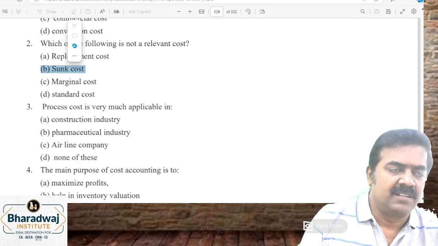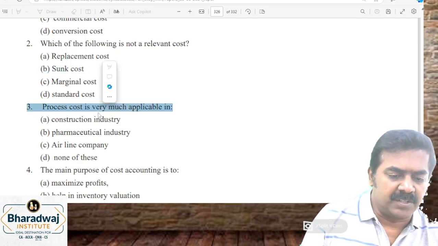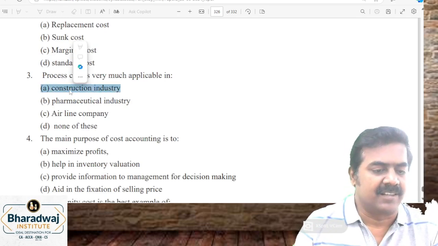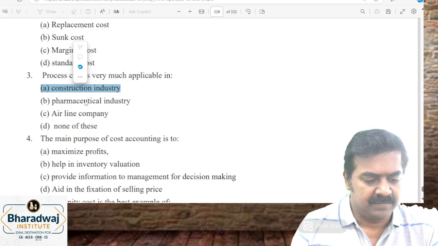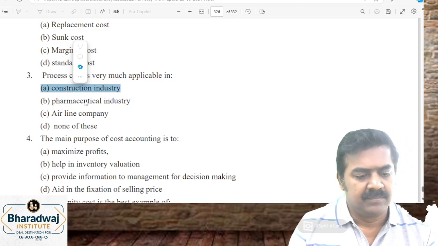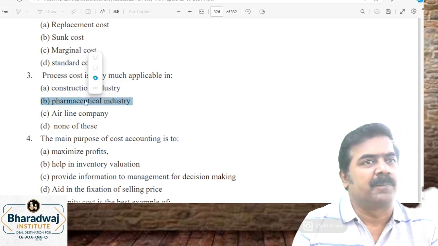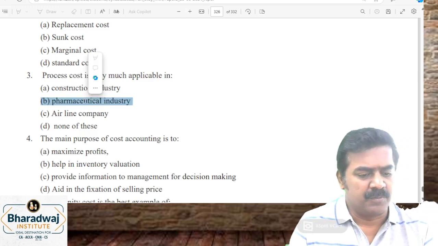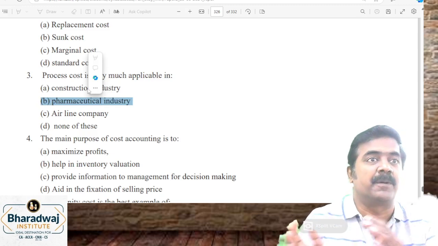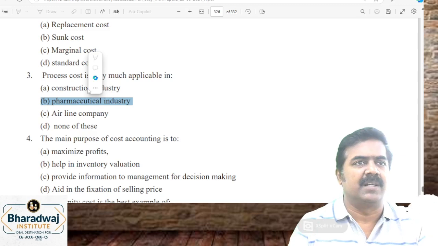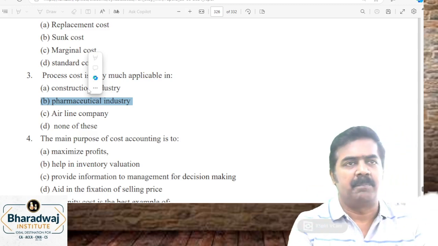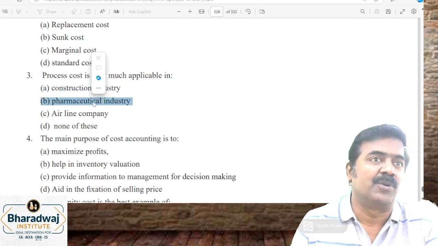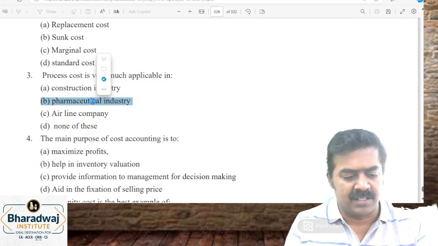Second, sunk cost. That is not relevant. Process cost, which may be applied in which industry? Construction industry, like contract costing. Pharmaceutical company, they can apply process costing. They can apply both process costing as well as what? Batch costing. So pharmaceutical company, they can apply what? Multiple processes are involved, like mixing the chemicals, then processing the chemicals, packing it, and multiple processes are involved. So pharmaceutical industry can follow process costing, but best is batch costing now.